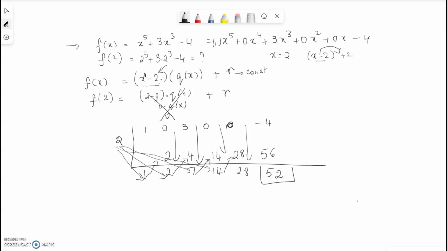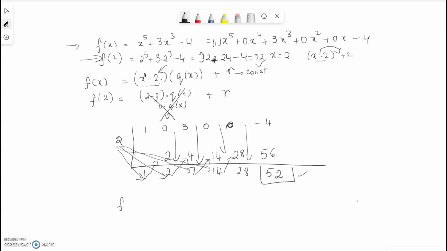Now let's just see if this is correct. Let's plug in a 2 into the function. I get 32 plus 8 3s are 24 minus 4. Sorry, that should have been a plus, not a minus. So 32 plus 24 minus 4 is equal to 52. So the values are the same. So our division is correct.